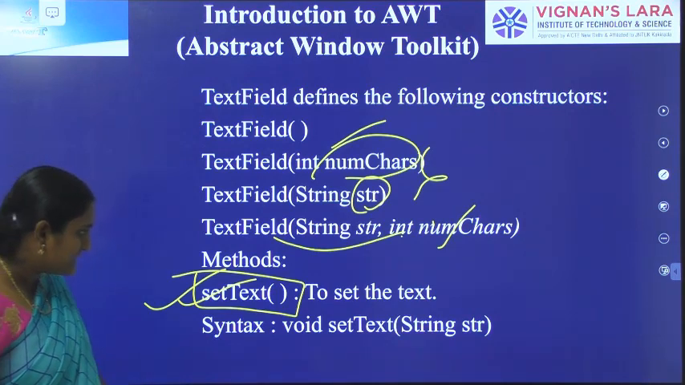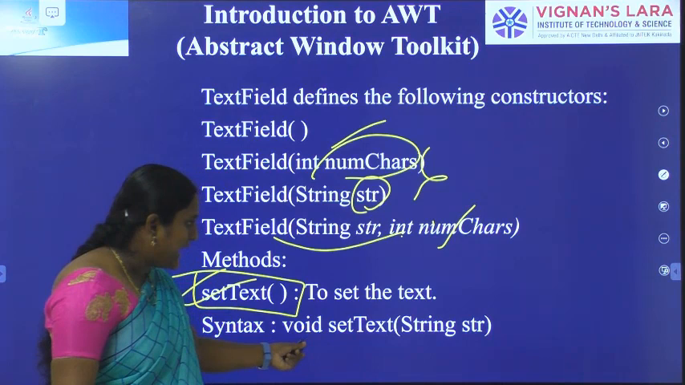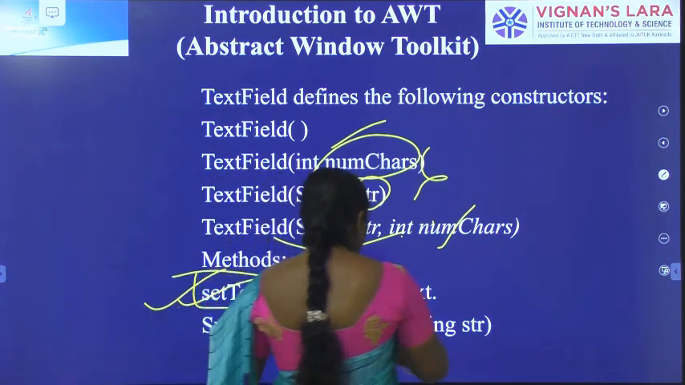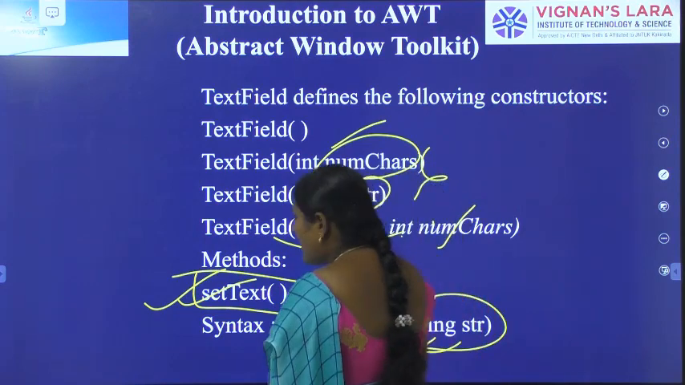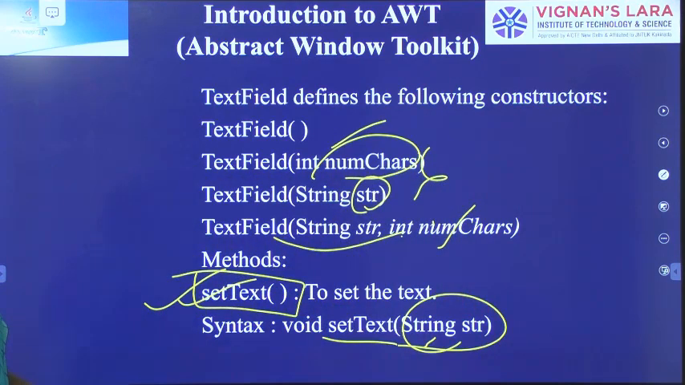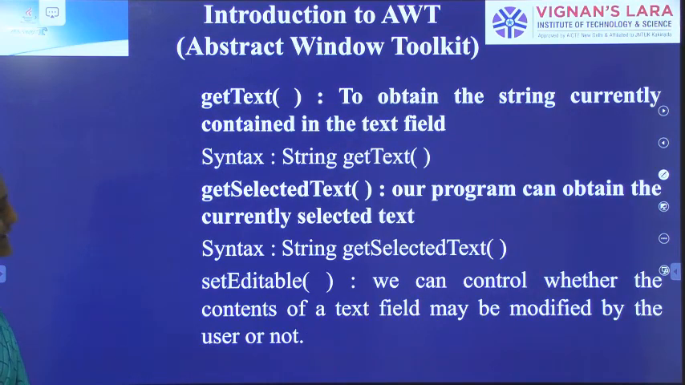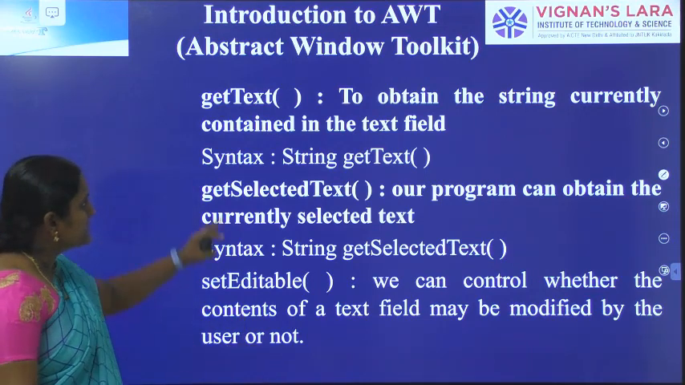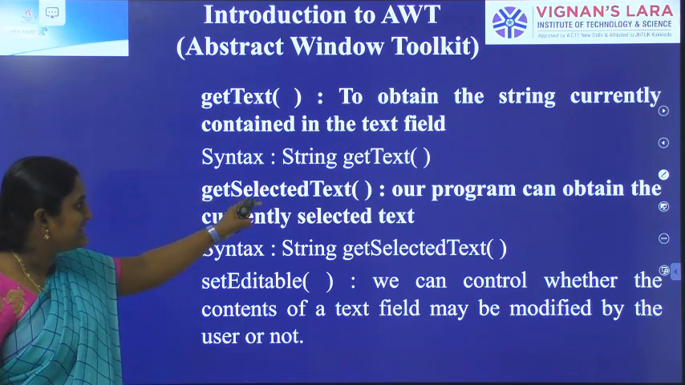What is the syntax? setText returns a void type. It takes a string. So what is the argument of this setText method? A string argument. Generally every method has some parameters. Next one, getText method. Sometimes we want to know what text is presently there. In those situations, the getText method will help us. It returns the string type.